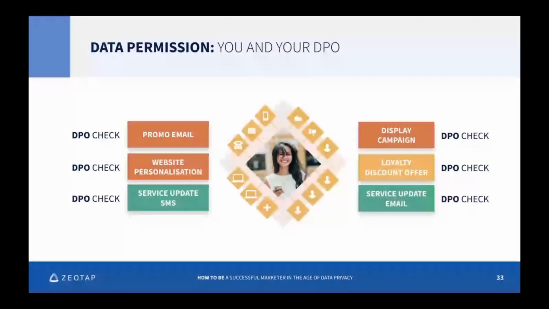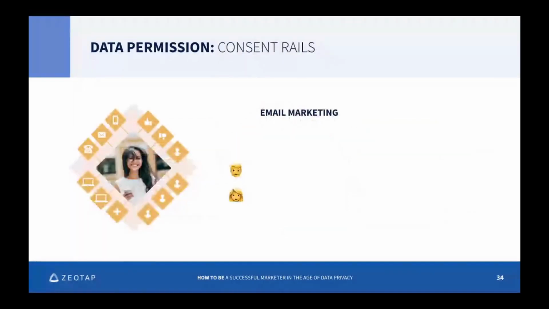Now, of course, I think we all know that if we have to get our DPO to check every single campaign, we are not going to be able to do anything at either speed or scale. So this is our problem. Do we take the risk or do we move slowly? And this is where consent orchestration can solve that challenge for us.